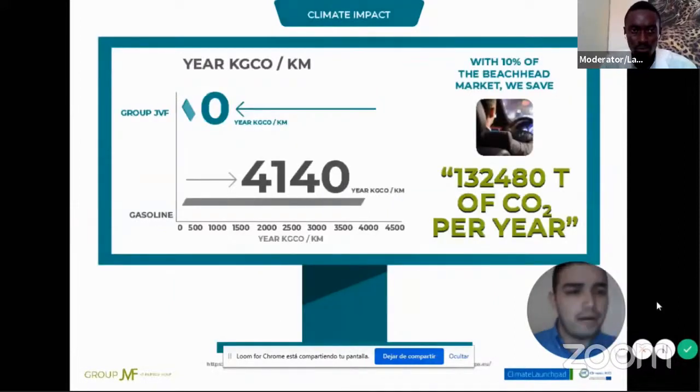A vehicle in Argentina uses 1,200 liters of gasoline, emitting 4,140 kilograms of CO2 per year. With the use of the GGF energy vector, emissions can be reduced by 100%. We will be reducing 132,000 tons of CO2 per year.